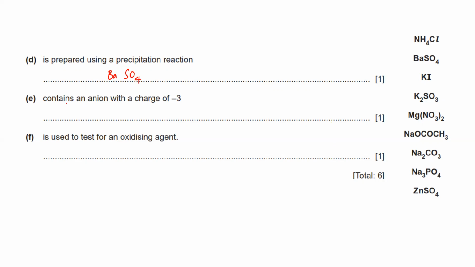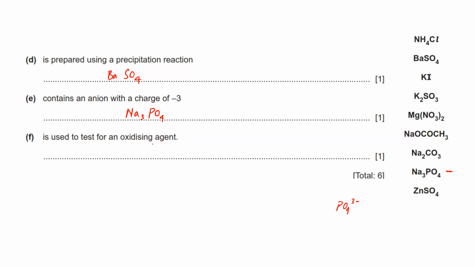Then it says contained an anion with a charge of -3. So remember, PO4 3 negative is a good anion. So find something like this. So yes, this is one we have here. So the sodium salt, Na3PO4.